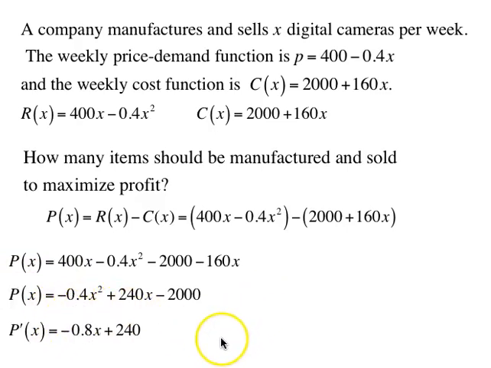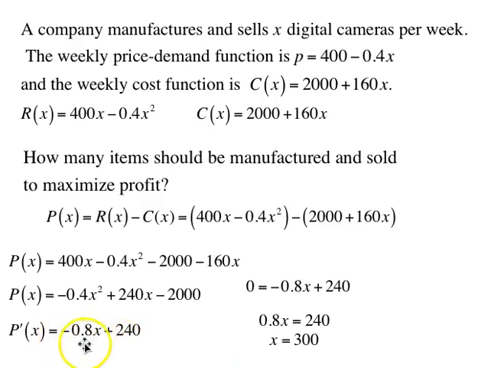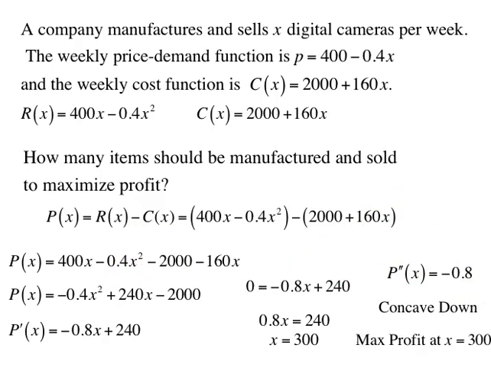Take the first derivative and set it equal to 0 or find out where it doesn't exist. 0 is negative 0.8x plus 240. 0.8x is 240. Dividing by 0.8, we get x is 300. Is that a minimum or a maximum? Same strategy as before. Let's look at the second derivative. P double prime is negative 0.8 again. That is concave down. If we have a concave down situation, there will be a maximum at our critical point. So max profit at x is 300.